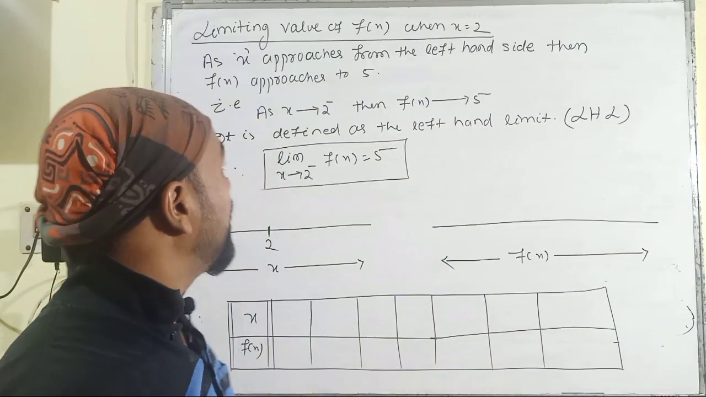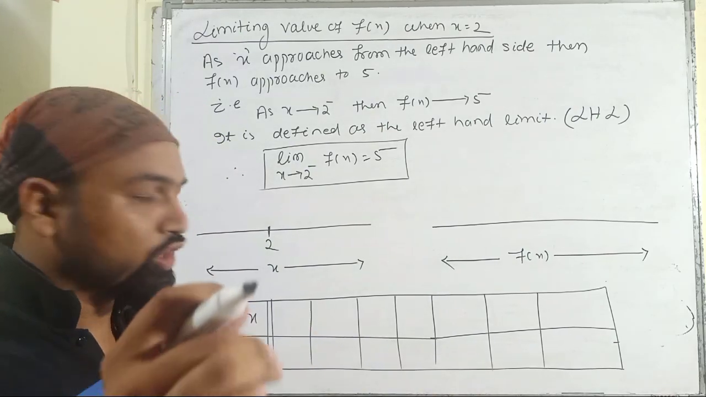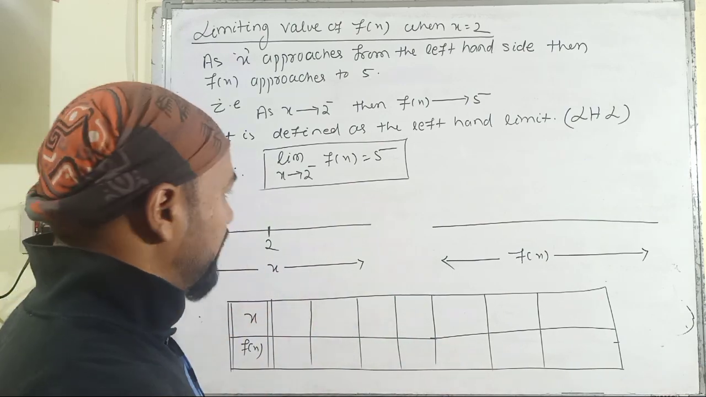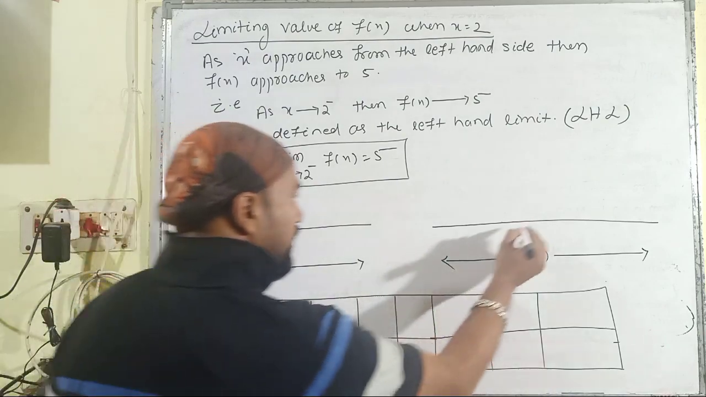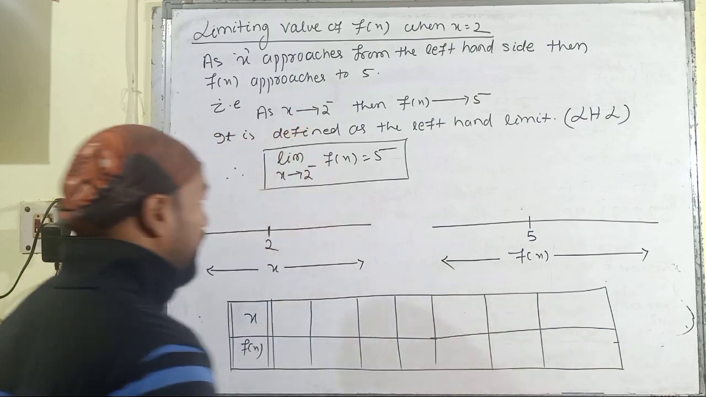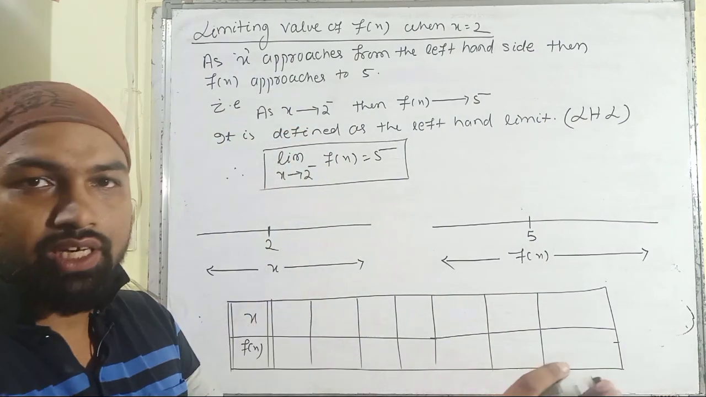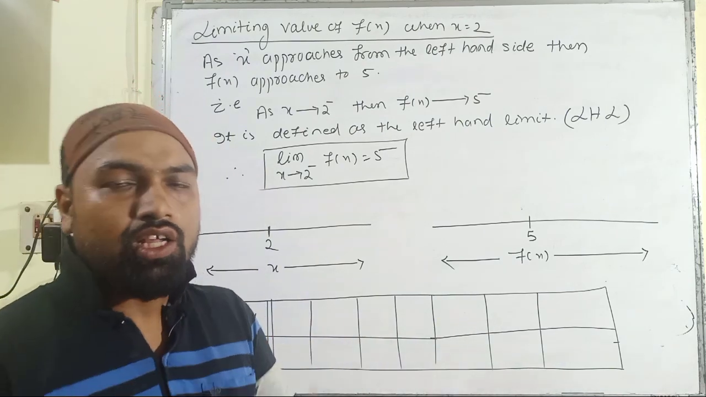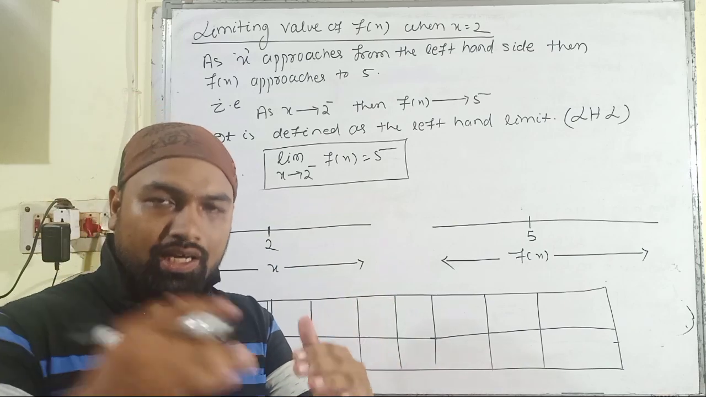Then let us discuss the limiting value of f of x when the point given to you is x equal to 2. First of all, let us plot the functional value in the given diagram. When x is equal to 2, we are getting f of x as 5. Now we have to go through the limiting value from the left hand side, because there are two types of limiting values. The first one is the left hand limiting value and the second one is the right hand limiting value.